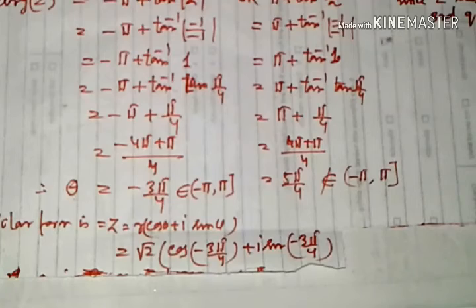This is about the problems in exercise number 5.2. In the next class, we will also discuss some problems about modulus and polar form of complex numbers, and other problems also.